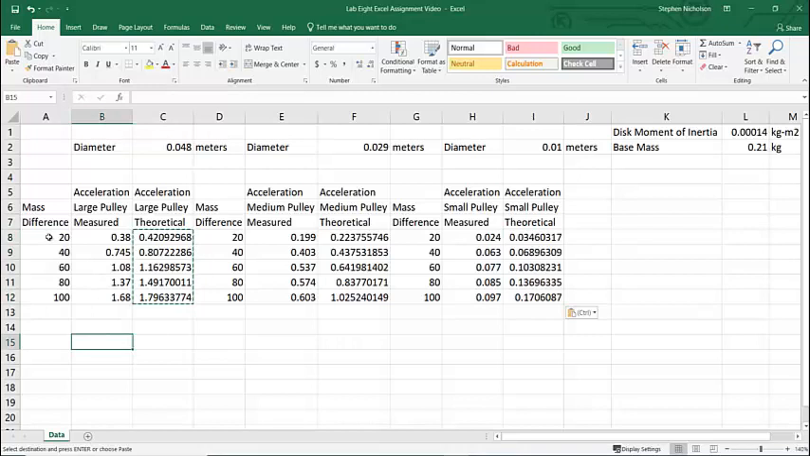Now, the reason I did this where I had the mass in 3 different times is it's going to make it easier to plot this, instead of having just this one time, the column with the mass difference.